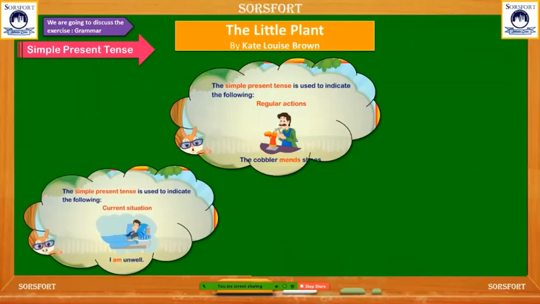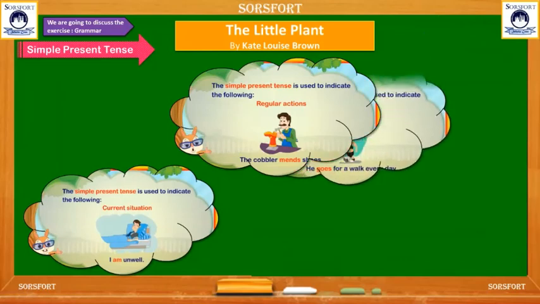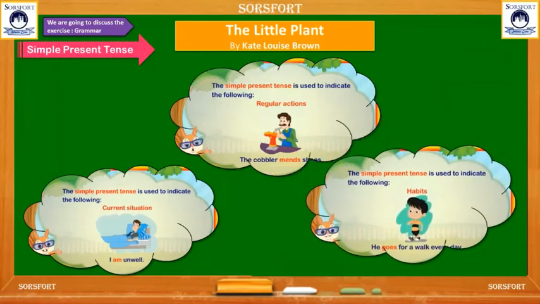The simple present tense is used to indicate the following: regular action, like the government shows. Current situation: I am unwell. Right now I am unwell. Some habits, like he goes for work every day.